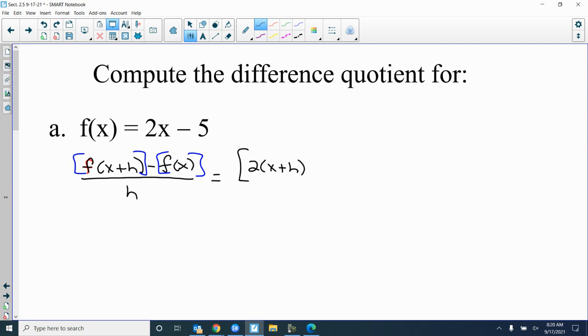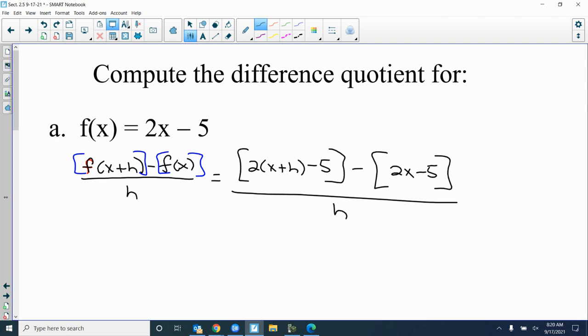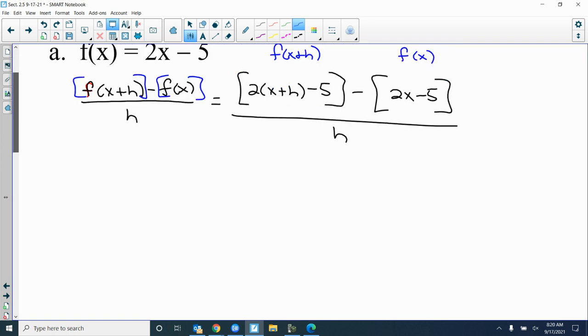So it's 2 times x plus h minus 5. That is f of x plus h minus f of x, which is just the original function. You don't do anything to it, all over h. Okay, so this is f of x plus h minus f of x. Now it's a case of distributing and simplifying. Distribute in the numerator, combine all like terms you can in the numerator. So when we do this, I get 2x plus 2h minus 5 minus 2x plus 5 all over h.